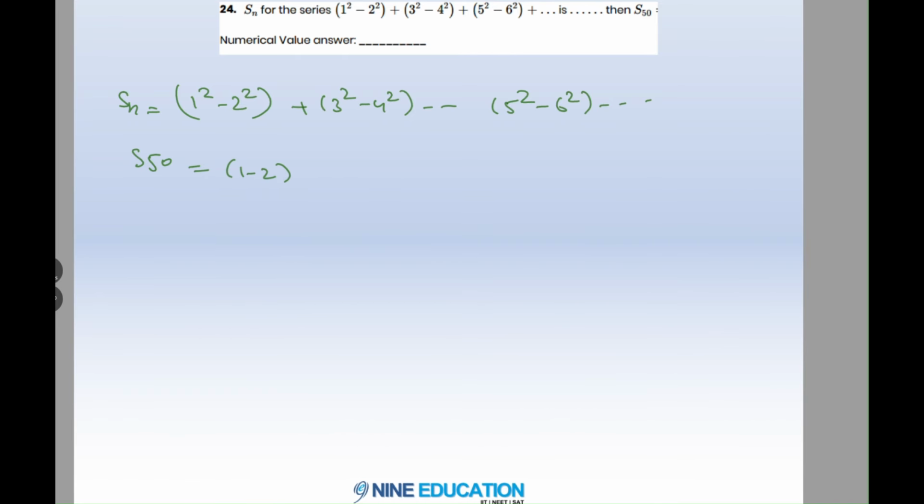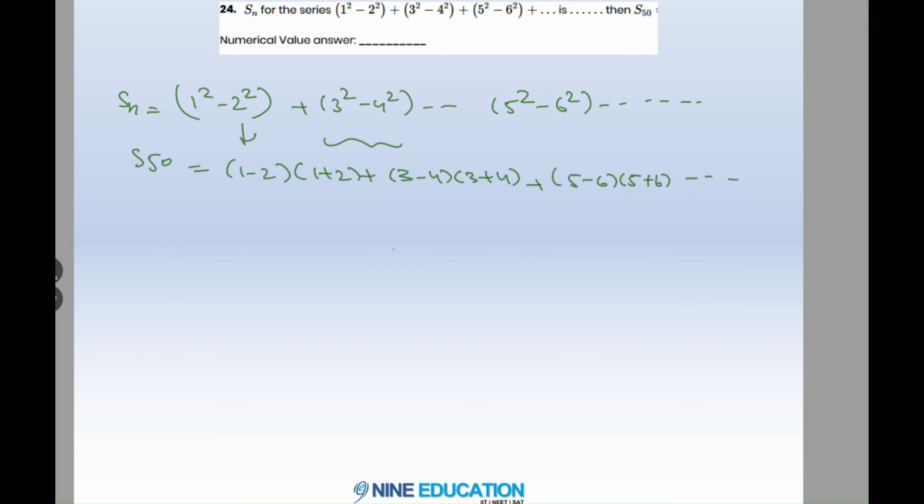This is 1² minus 2². If you use the formula (a minus b)(a plus b), this is (1 minus 2)(1 plus 2). This can be written as (3 minus 4)(3 plus 4). This is (5 minus 6)(5 plus 6). Now, what will be the last term first of all?